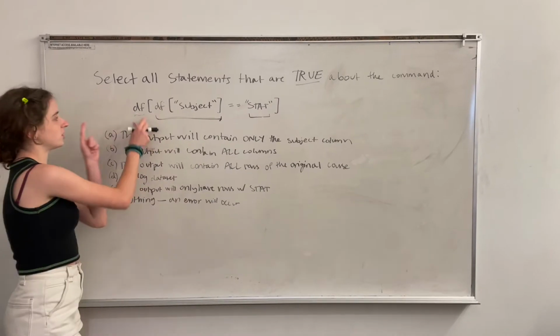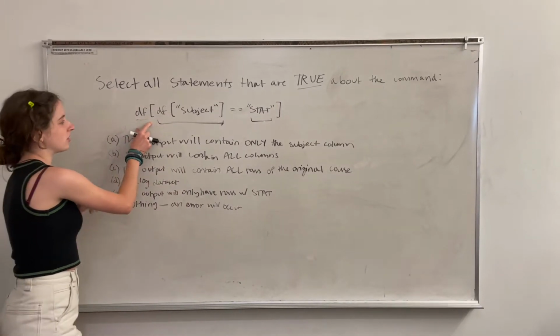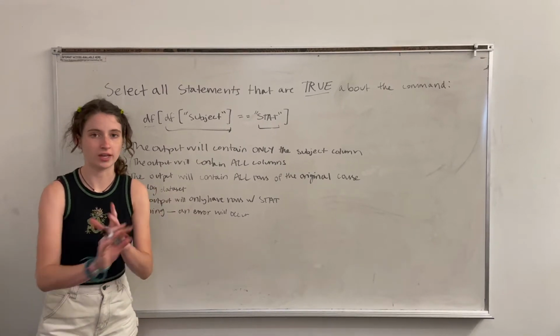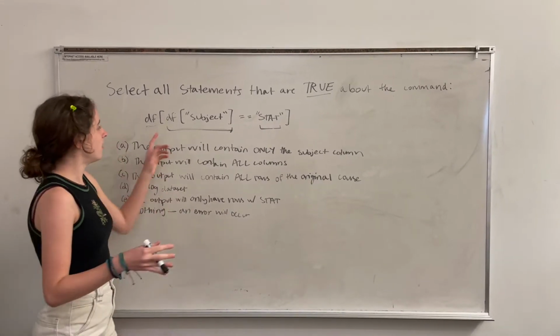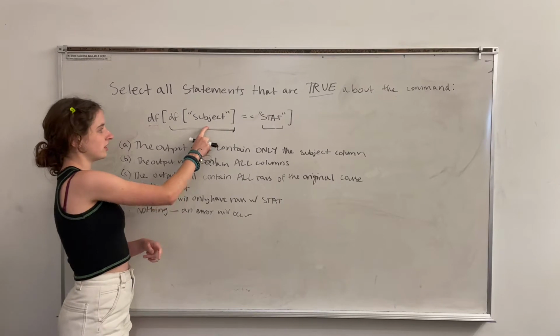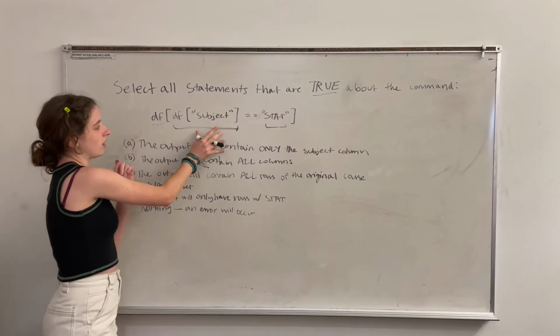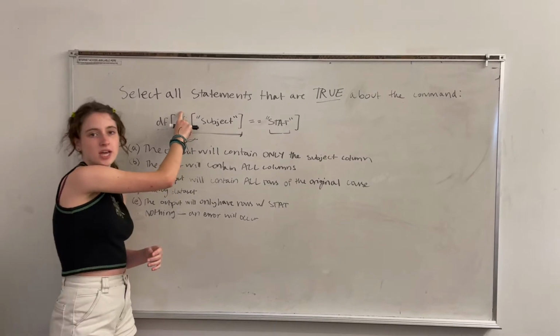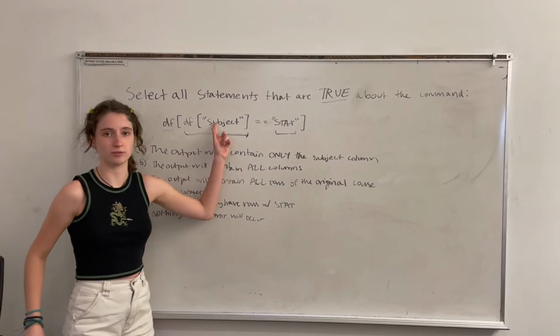So this beginning df just says that we're working within a data frame called df. Pretty standard for all row selection commands. This df subject indicates that you're looking at the column subject in df, and you have to say df again to indicate where subject comes from.